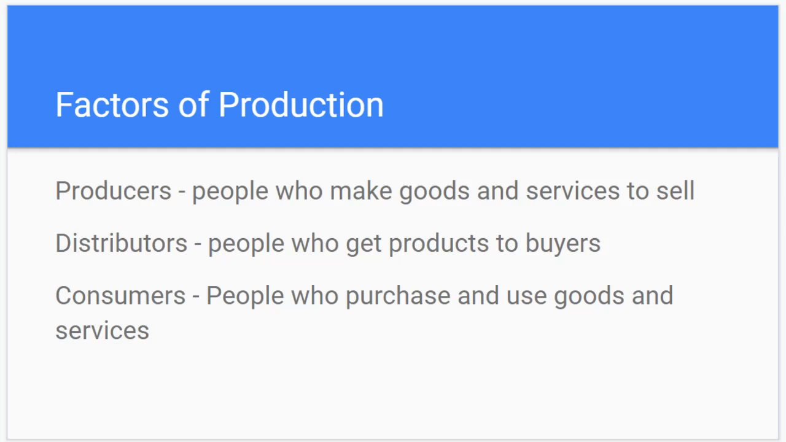They don't sell them directly, because then they go to distributors, and they're the people who get products to buyers. So places like Walmart, even though it's a store, it would be more of a distribution of the goods. So they don't actually produce the product. A producer produces it and gives it to the distributor to sell to buyers. And those buyers are known as consumers. And they're people who purchase and use goods and services.